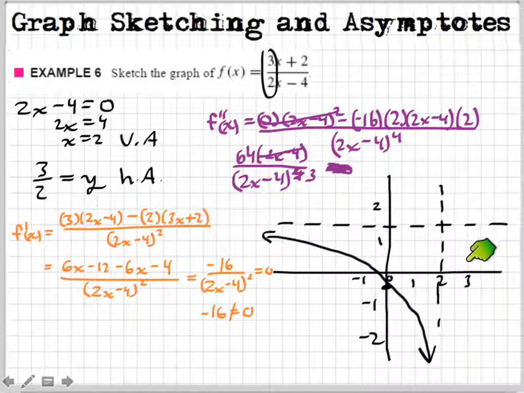Alright, so I'm going to take that 3, plug into this, see what we get. See if we get a positive or negative. See, 2 times 3 would be 6, subtract the 4 is going to be 2. Square that, it doesn't matter, that's going to be positive. Negative 16 divided by positive is going to be a negative number, so that means we're decreasing.